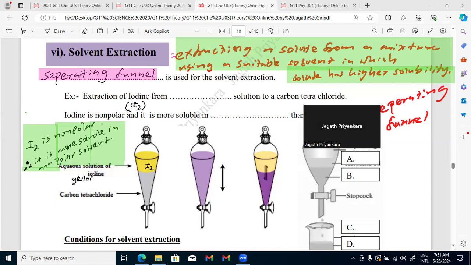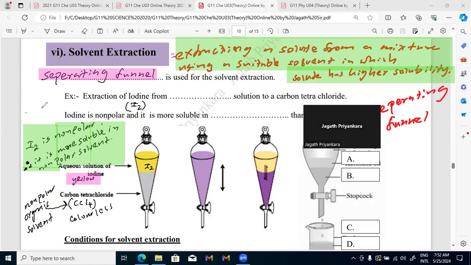Carbon tetrachloride, students, is colorless. The upper layer is yellow and at the bottom is the CCl4, right? The formula is CCl4, but it's not a good solvent to use. It's carcinogenic, even though they have given it here. Nowadays we don't use this in the lab. CCl4 is non-polar and colorless. This is a non-polar organic solvent. So we use a non-polar organic solvent to extract iodine from the upper layer.